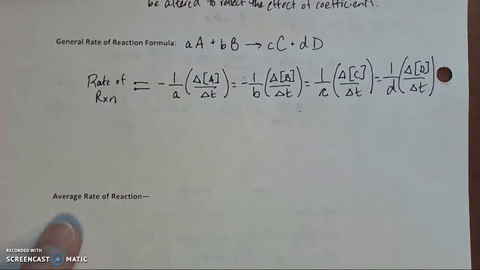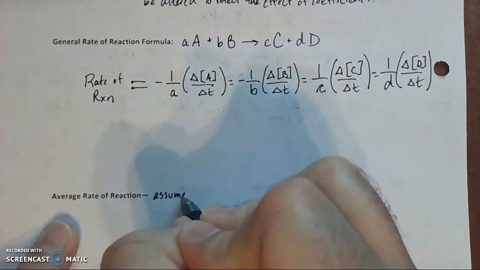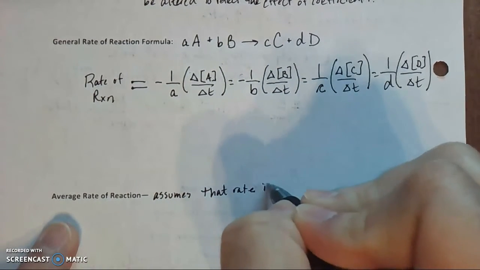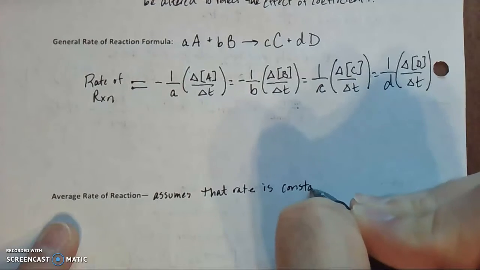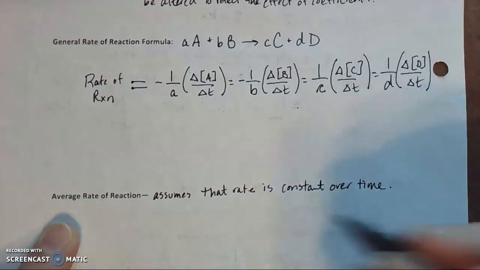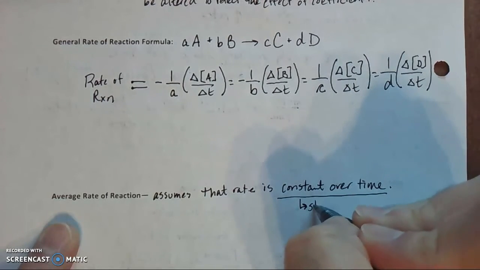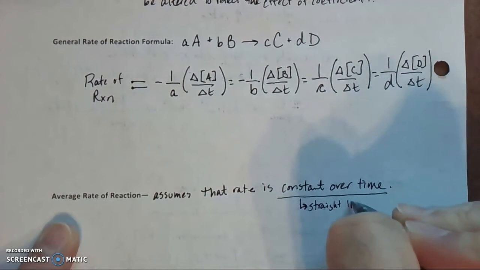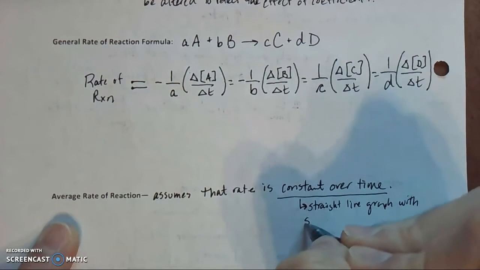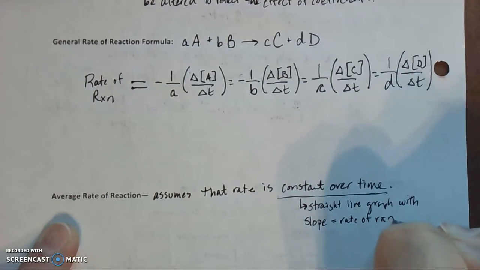So the average rate of reaction assumes that rate is constant over time. Constant over time means that it is a straight line graph with slope equal to the rate of reaction.